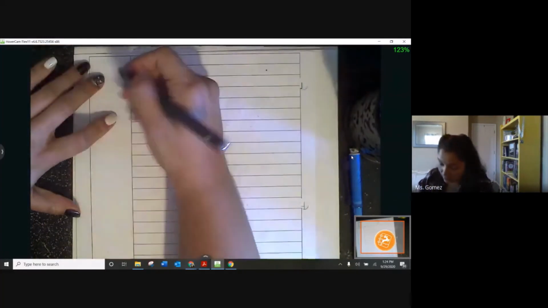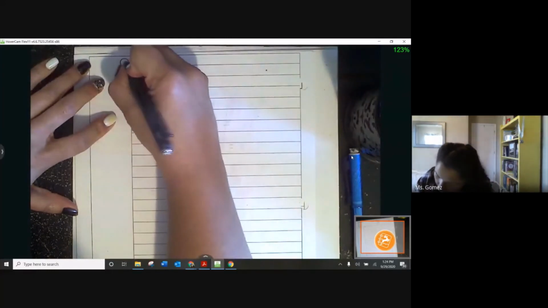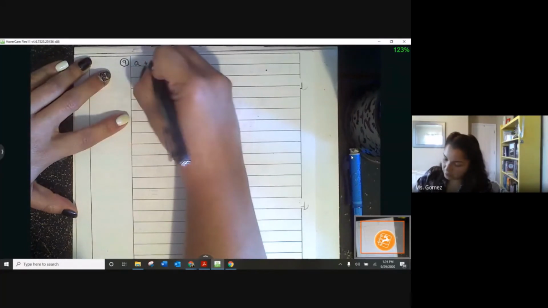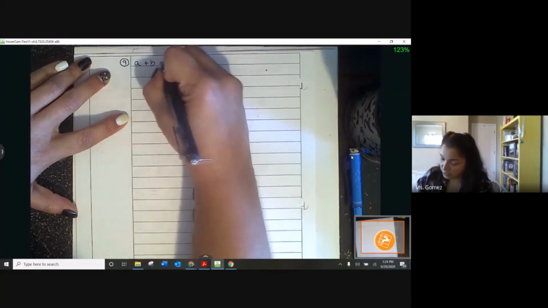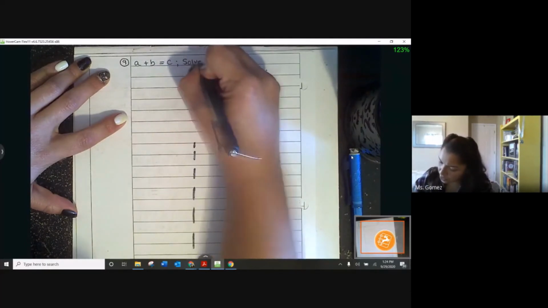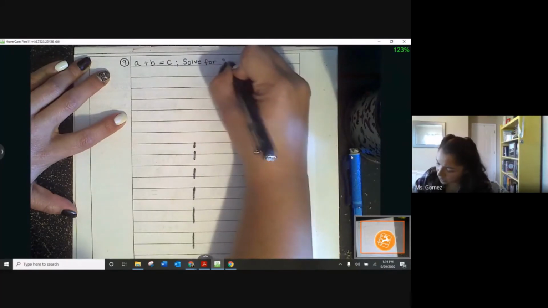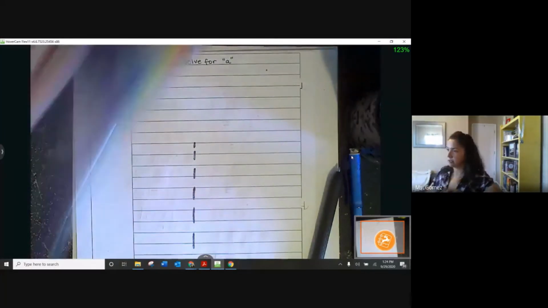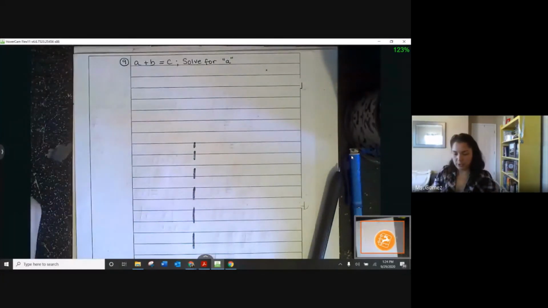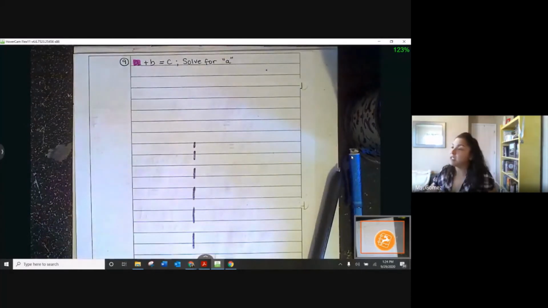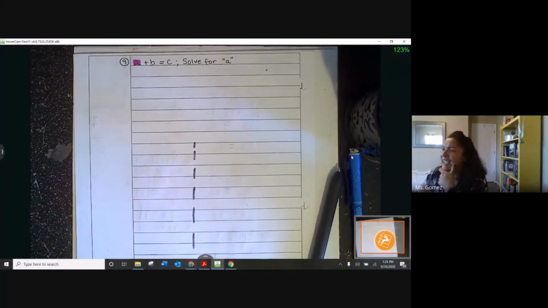And we have example number 9. Now this one is really weird looking. It's A plus B equals C. And it says solve for A. I'm gonna get a little bit of color here because this is strange. So I want to get A alone. If it says A plus B equals C, how do I get A alone?